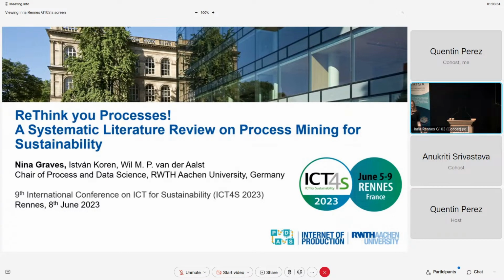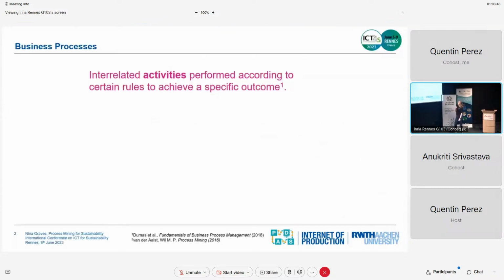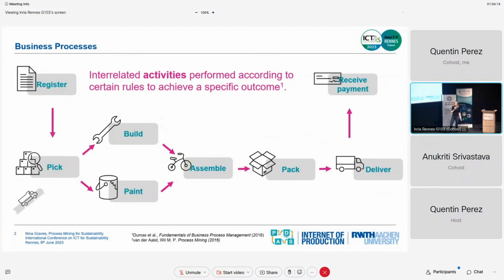I'm here because I'd like to give you some insights on how we can help the world by rethinking our processes. First of all, I'd like you to step away a bit from ICT at the moment. We're not talking about processes that run on your computer, but about interrelated activities that are performed according to certain rules to achieve a specific outcome. What does that mean? Let's take a practical example.